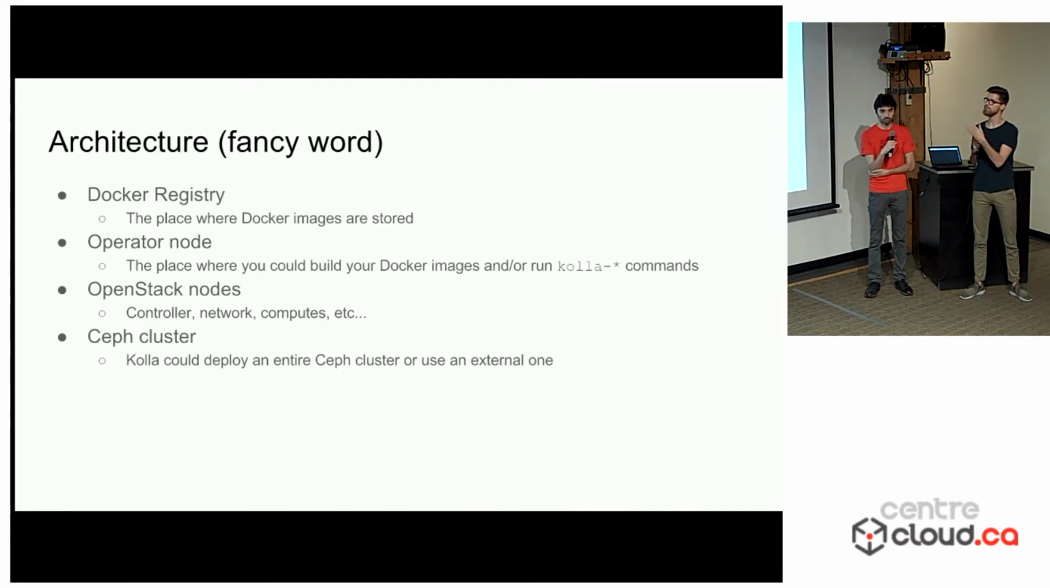The images will be pulled from this registry on the controller, on the storage node, on the compute, on whatever nodes you want. You will need an operator node. This node is used mainly to run the Kolla commands. So it is from this node that you will be able to deploy your OpenStack, reconfigure your OpenStack, upgrade the OpenStack, and even build your Docker images.